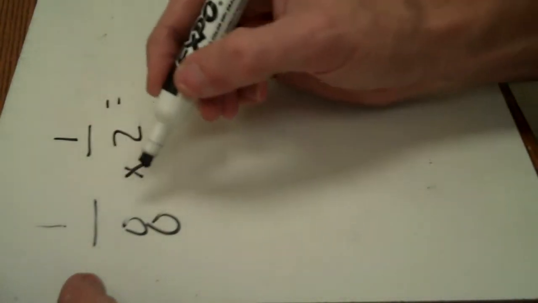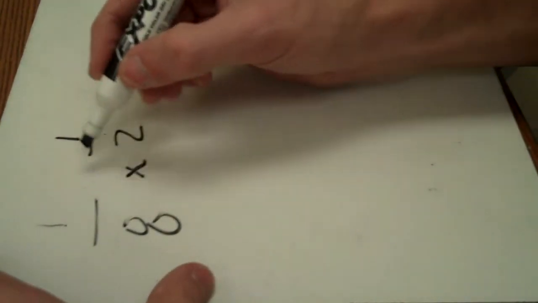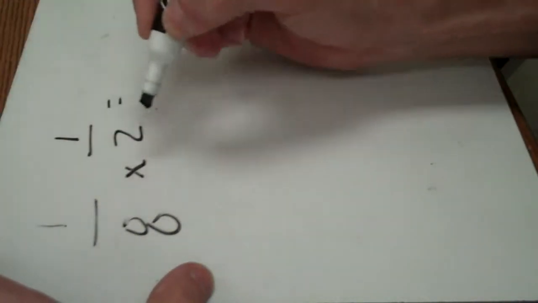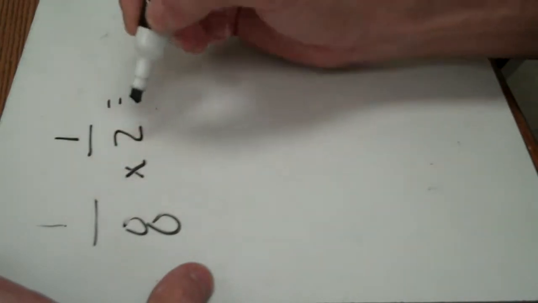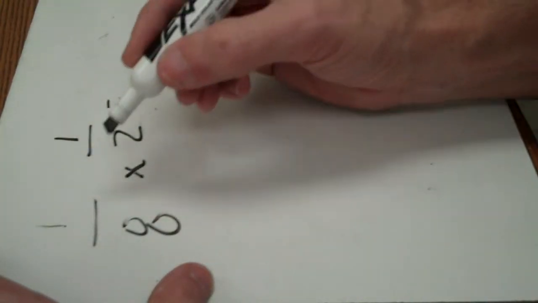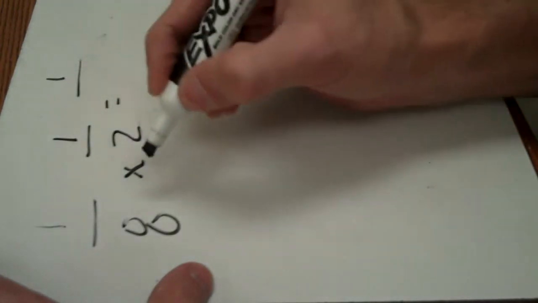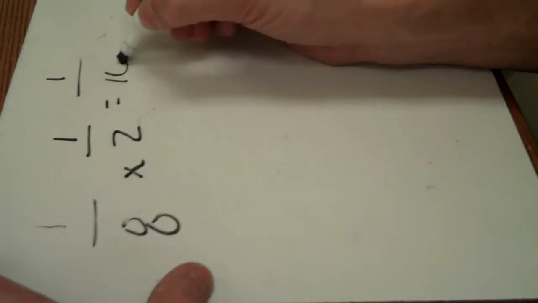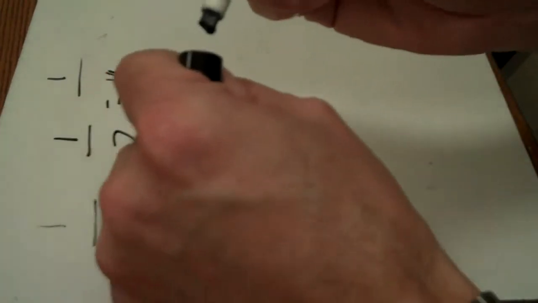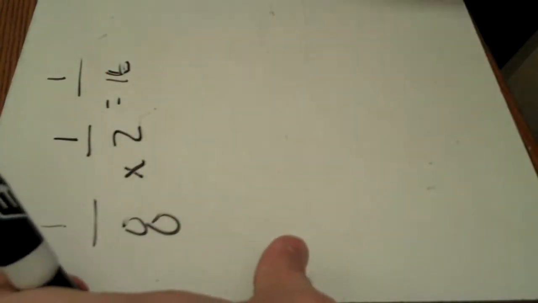Do a thing that I like to call cross simplifying. Look and see if there's common factors going this way and this way diagonally. In this case, really not. So all we have to do is just multiply straight across. 1 times 1 is 1. 8 times 2 is 16. And that would be the answer. And of course, you always want to put your answer in simplest form.